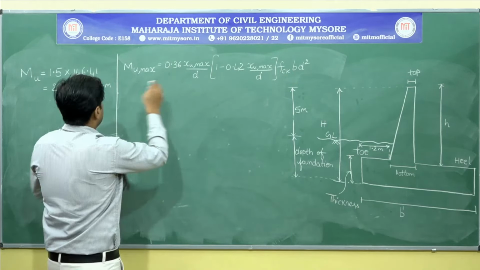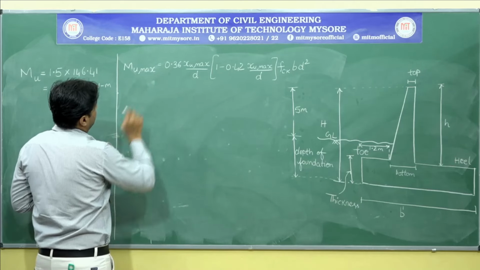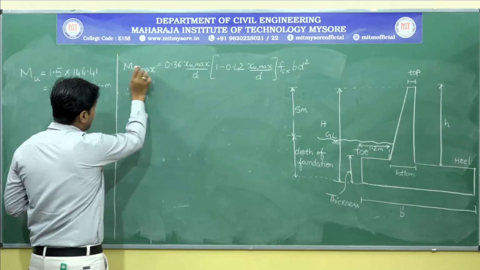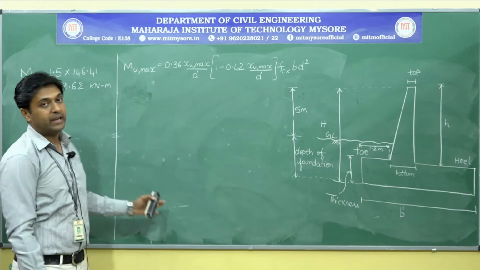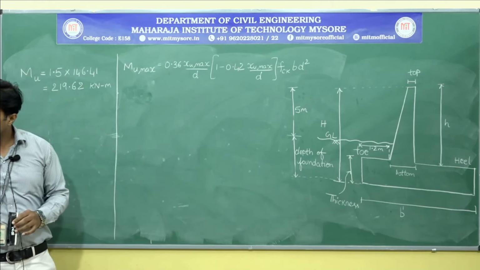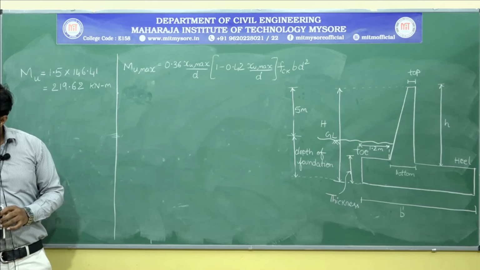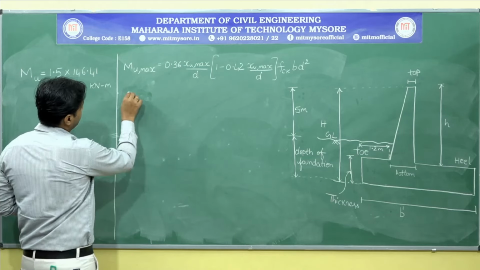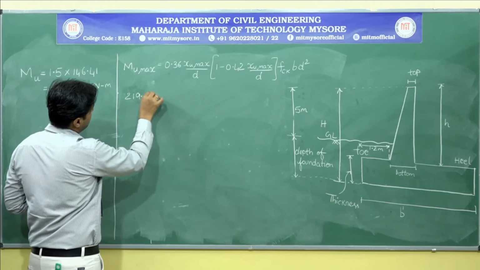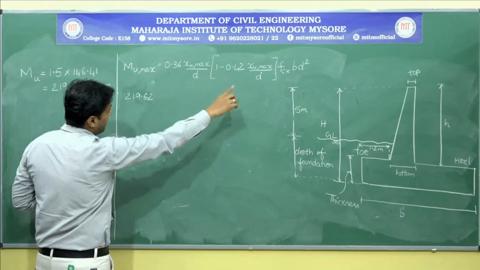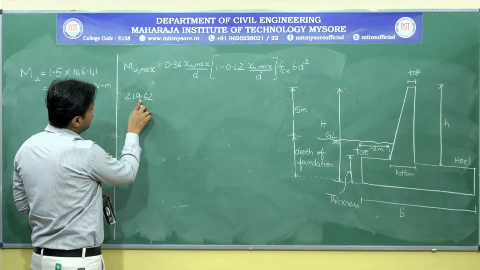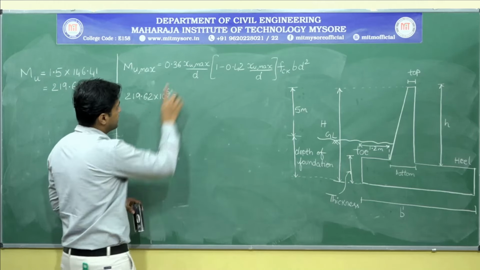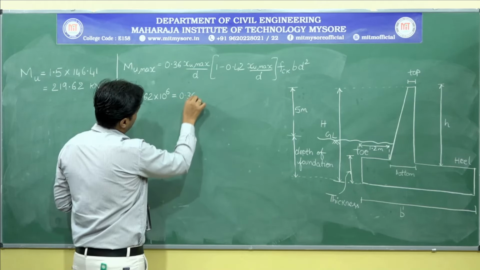Now, what is the value of Mu max? For Mu max we will take the Mu value that we have calculated, which is 219.62. Everywhere it will be Newton mm. Let me convert this kilonewton meter into Newton mm by multiplying it by 10 to the power of 6. Then 0.36 into.